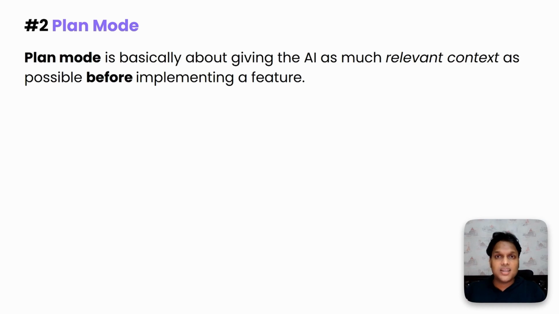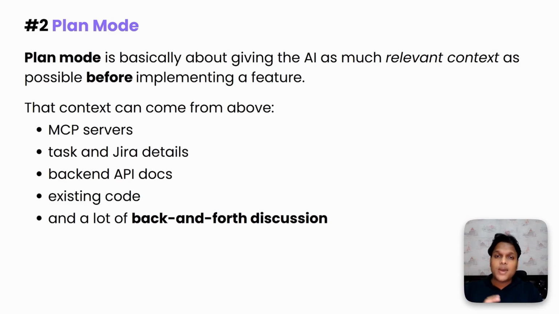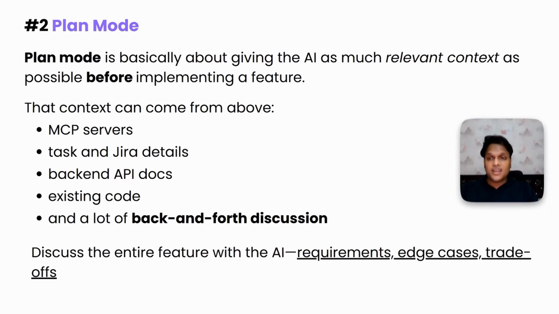Okay, so plan mode is basically about giving the AI as much relevant context as possible before implementing a feature. That context can come from above, like MCP servers, which we have discussed, task and Jira details, backend API docs. And before you start planning or creating any feature, always first go into plan mode, try to understand it, and then go to the implementation mode. So plan mode is important for a particular single task, and a lot of back and forth discussion between AI and you.